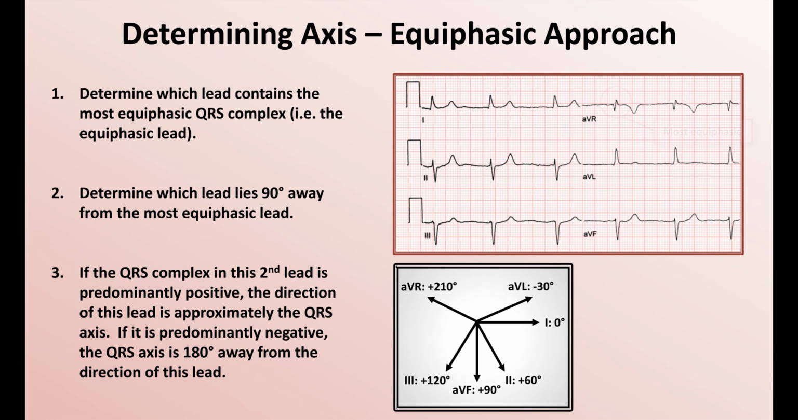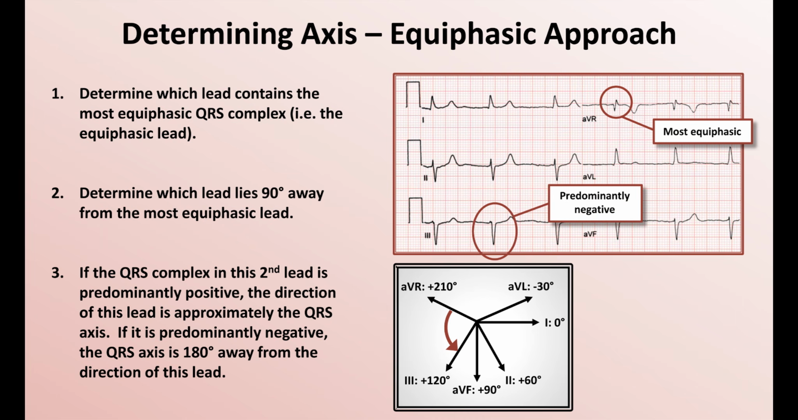In this case, AVR is most equiphasic. AVR lies at positive 210 degrees in our reference system. 90 degrees away from this lead is lead 3 at positive 120 degrees. The QRS complex in lead 3 is predominantly negative. Therefore, the QRS axis is 180 degrees away from the direction of lead 3. 180 degrees away from positive 120 is negative 60. Thus, the axis is approximately negative 60 degrees.